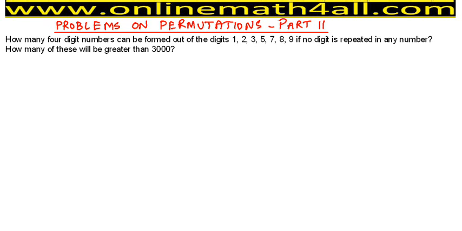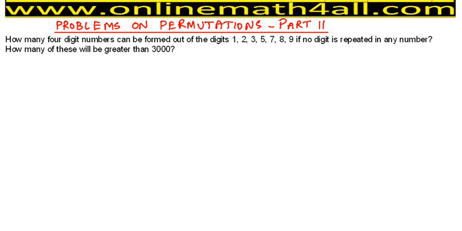In this video, we are going to see problems on permutations part 2. Here we are going to see how to solve the problem, that is, how many 4-digit numbers can be formed out of the digits 1, 2, 3, 5, 7, 8, 9 if no digit is repeated in any number. There is one more part in our question, that is, how many of these will be greater than 3000.